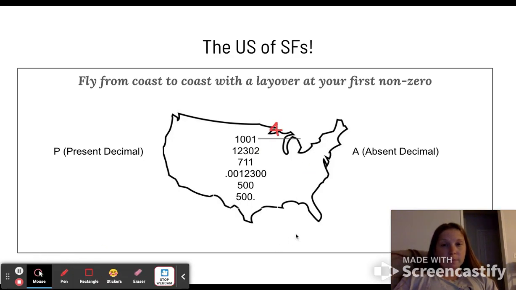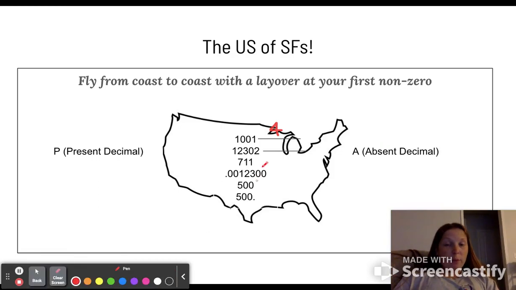Okay. So for the next one, again, absent decimal, we fly in. We can't move past that first 2 because that's a non-zero. So we've got 1, 2, 3, 4, 5. We have 5 significant figures there. Another absent decimal. This one should be easy though because there's no zeros, so it shouldn't throw anything off. We have 3 significant figures there.